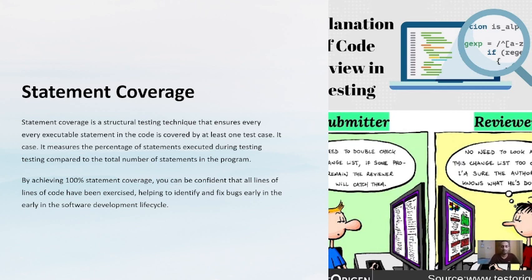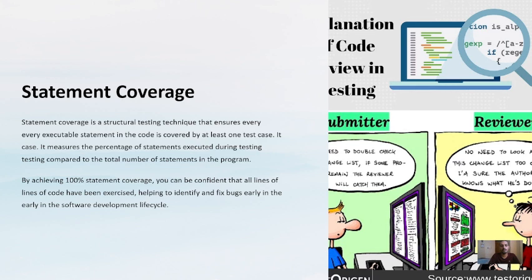It measures the percentage of statements executed during testing compared to the total number of statements in the program. The total number of statements covered divided by the total number of statements in the program. So that's how the average works there. By achieving 100% statement coverage, you can be confident that all lines of the code have been exercised, helping to identify and fix bugs early in the software development lifecycle.